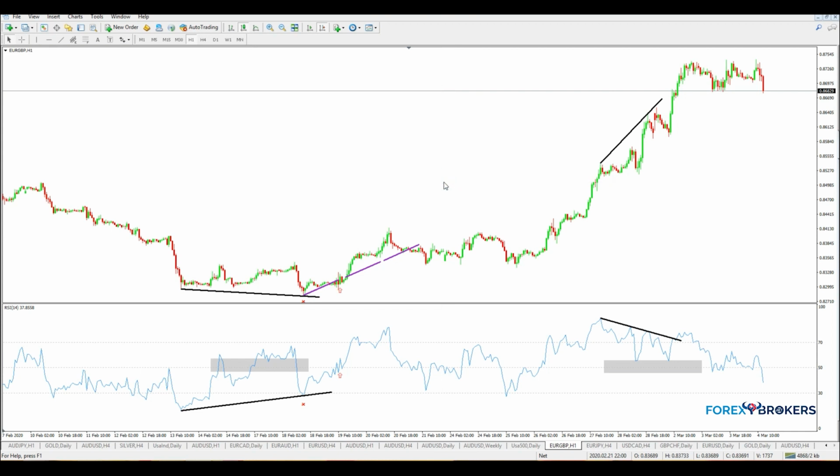It depends very much on the risk appetite and risk profile of each and every trader.